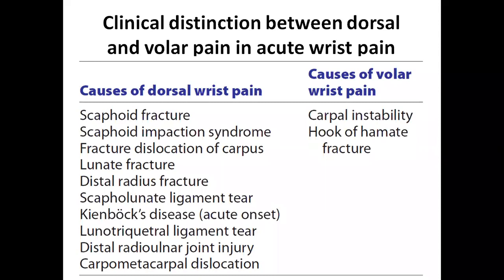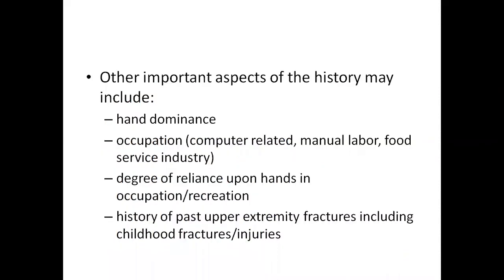The details about the distal radioulnar joint injury, the carpometacarpal dislocation, the Kienbock disease, or the scapulolunate ligament tear, all these diseases will be discussed in the upcoming slides.